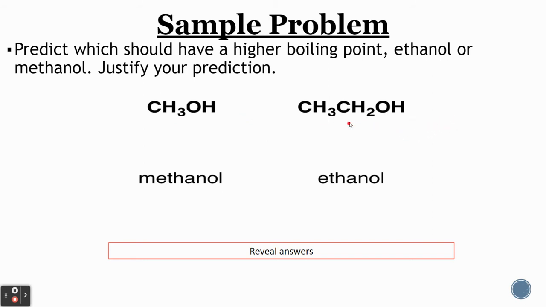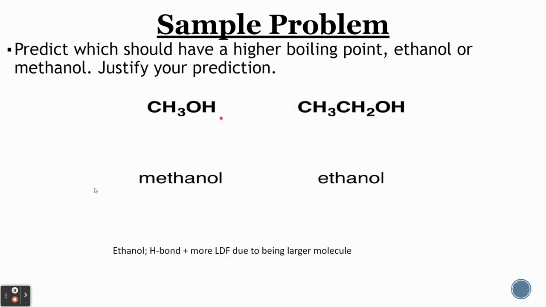So our next step is, okay, which one has more of the other forces? So if you look over here, this is a bigger molecule overall than this. So yes, they're equal in terms of hydrogen bonds, but ethanol has more atoms overall, is more massive, has more electrons, so has more LDF, and this would probably give it a bit of a bigger boiling point compared to methanol. So ethanol: hydrogen bond, plus more LDF due to being the larger molecule.